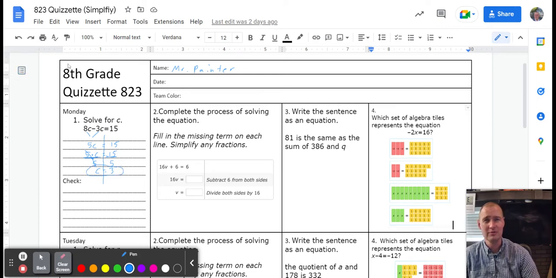Wow, wasn't that just a crazy problem? Well, it wasn't that bad. It was actually a lot of fun. But now we need to check it to see if we got it right.